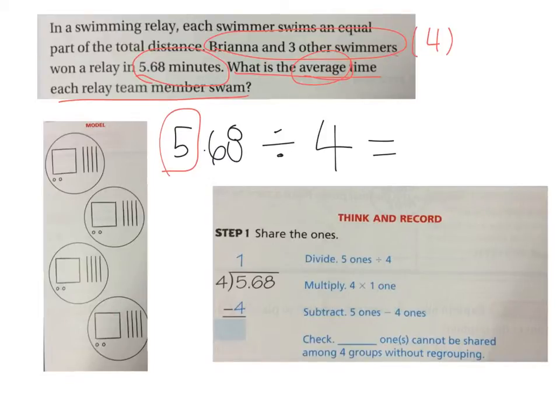Okay, so how many times does 5 go into 4? 1. Okay, so that's why they wrote the 1 there. And then we subtract 5 minus 4 is 1. So how many 1s do I have left over? 1. Okay. So we divide 5 1s by 4. And then, of course, Mom multiplies. 4 times 1 is 4. Then sister subtracts. 5 1s minus 4 1s is 1 1. And then we have to double check. This one remaining 1, can it be shared equally amongst the 4 groups without regrouping? Nope. That means we have to regroup it, don't we? We can regroup 1 1 as what? 10 tenths. Okay, so that's step 2.